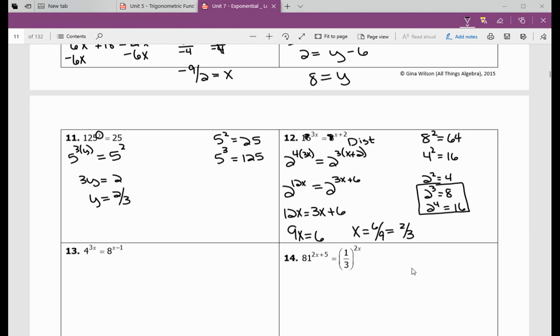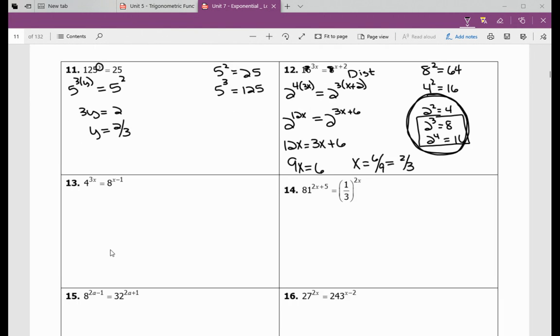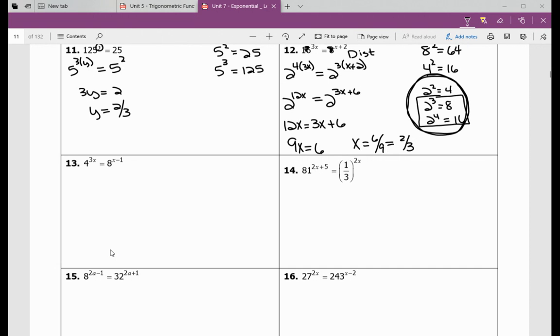Now, based on what we did here, I'm going to pause for a moment and let you come up with the bases for number 13. All the information that you need is in the circle.